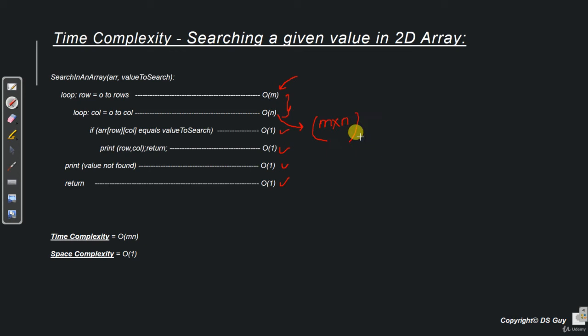Now remember, this is exactly the same as traversing an array. So there also we had two loops with row and column and we multiplied them to arrive at the time complexity. So the time complexity becomes order of m into n. Space complexity as usual is order of 1. The reason is we only use some temporary variables for printing and miscellaneous work. Apart from that, we don't use any other extra space.